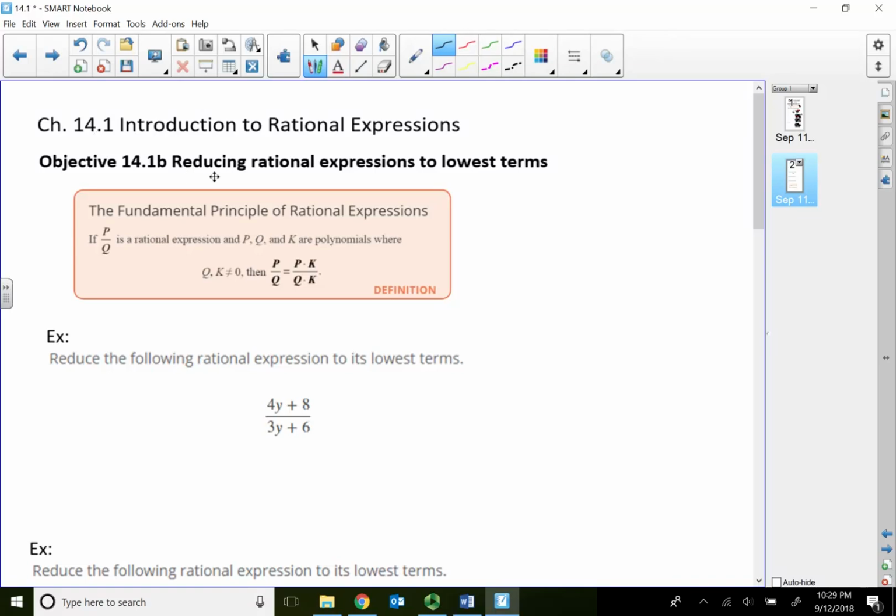Welcome back to Module 14.1. In this lecture video, I'm going to show you how to reduce our rational expression to the lowest term.